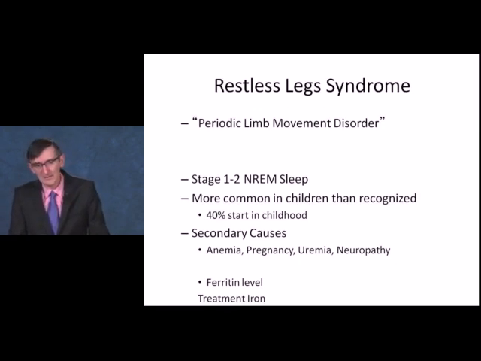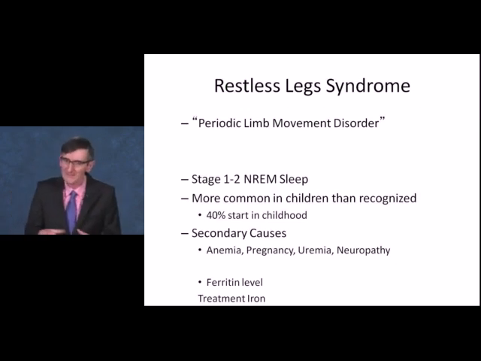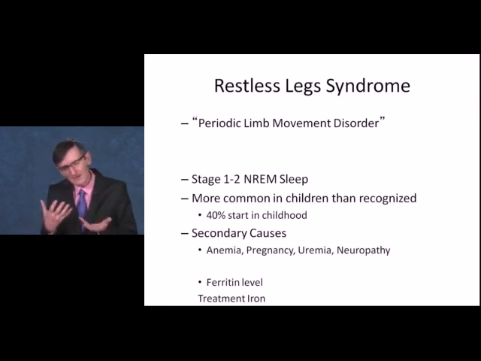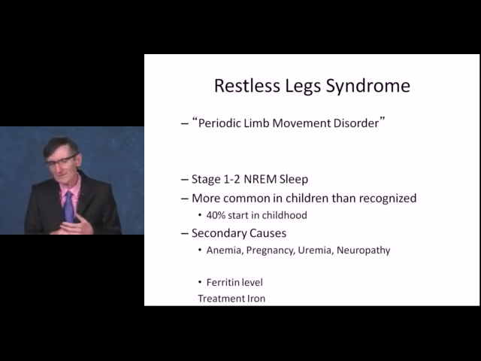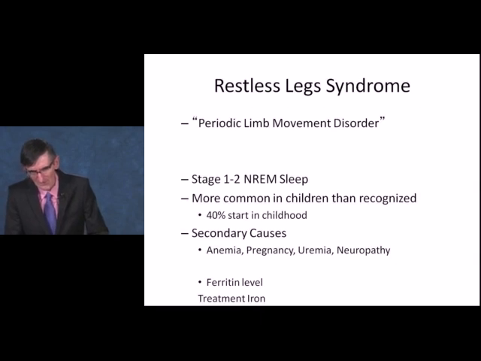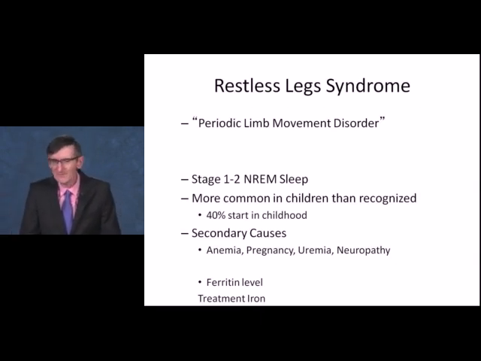Now, we do see it in anemia. Most renal doctors know about it in pregnancy, which wouldn't apply to pediatrics, and then uremia, of course, and neuropathy. Now, anemia can be independent of neuropathy, and indeed, it is now recognized that in some ways, restless leg syndrome is iron deficiency of the brain. Now, it is usually not the iron levels that help you, it is the total ferritin level. And we usually screen for it with a ferritin level. Now, the treatment for the vast majority of children is iron.